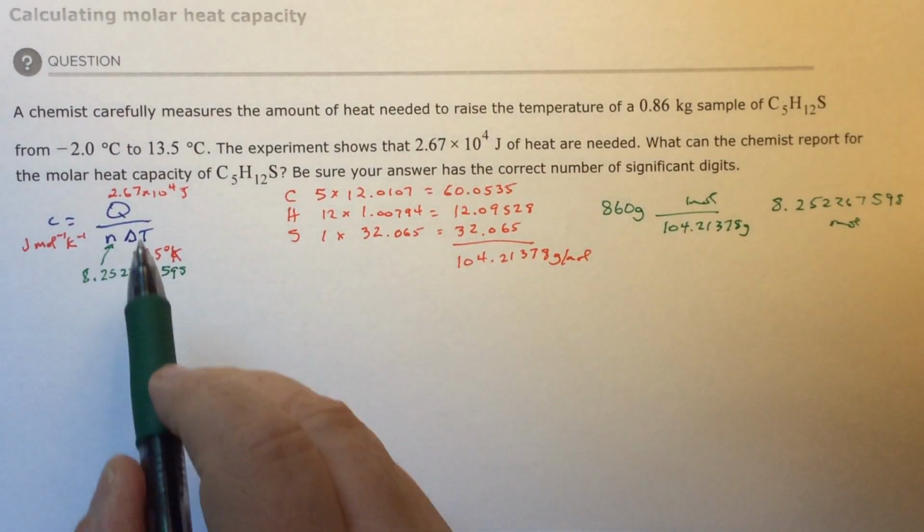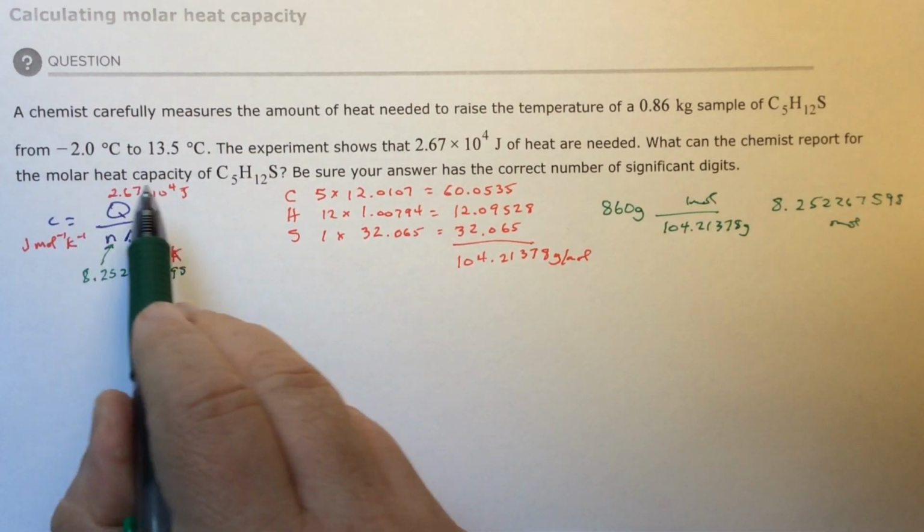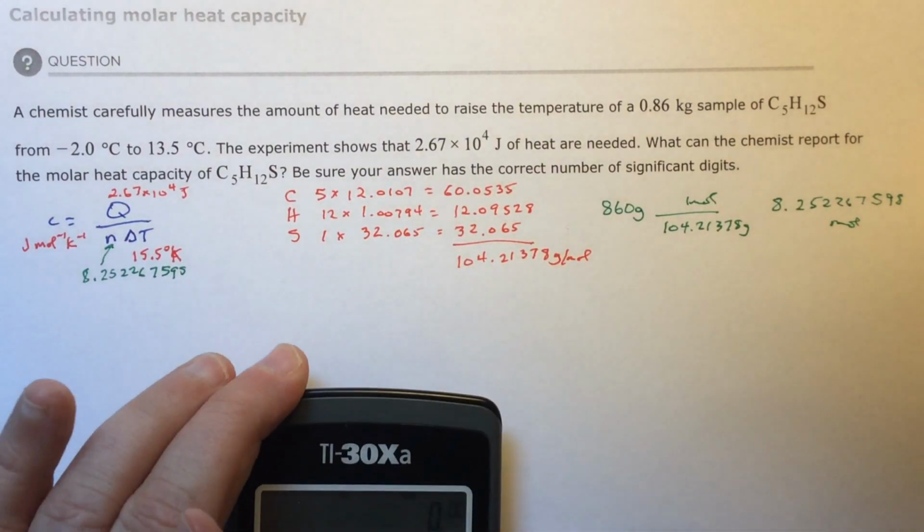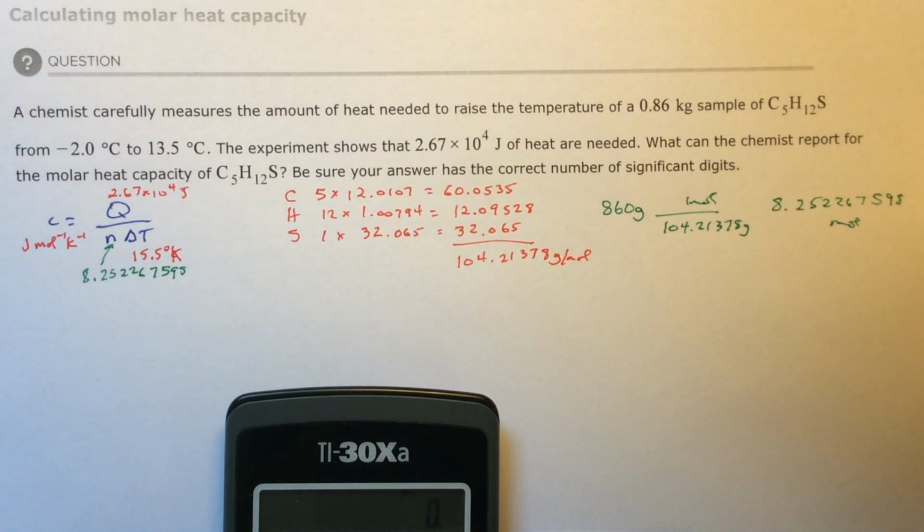All right. So let's do this math and find out what it is, and that's it. I've got 2.67 times 10 to the 4th. I'm going to divide by 8.252267598, and I'm going to divide by 15.5.